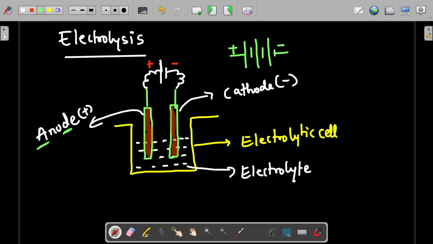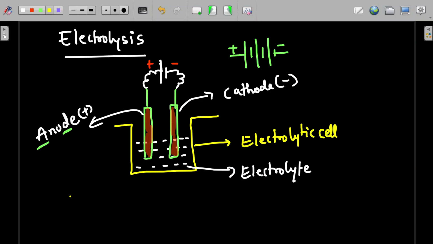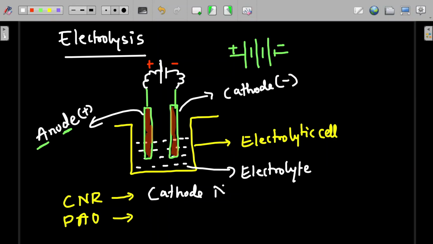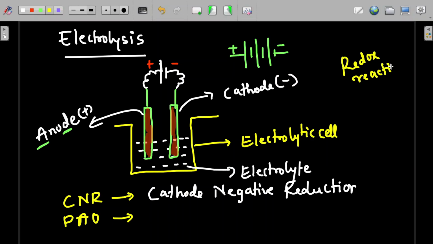One more mnemonic we will write here, CNR. What is CNR? C means cathode, N means negative, R means reduction. You can make a note of this. All electrolysis reactions are redox reactions. Therefore, oxidation and reduction will be taking place simultaneously. Which one is the oxidizing electrode? Which one is the reducing electrode? If they ask you, you should be able to write that. So this will help you.